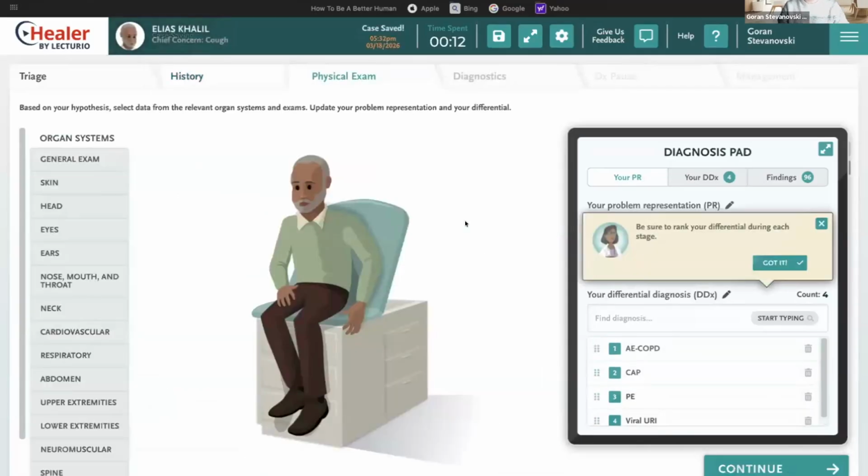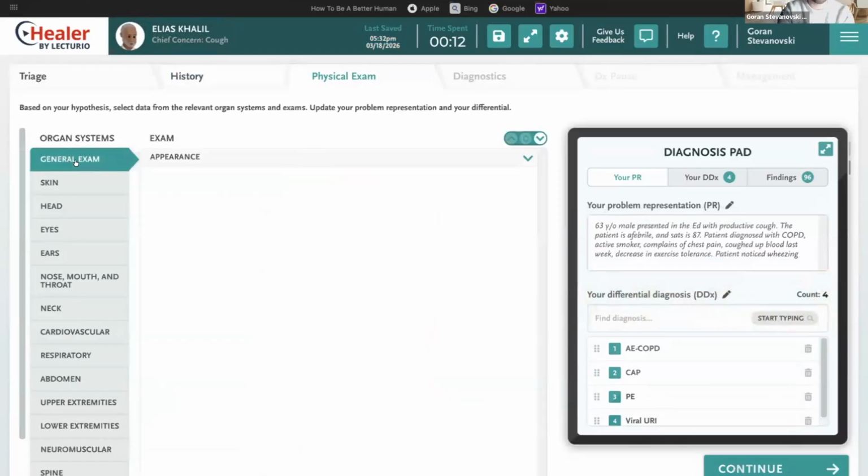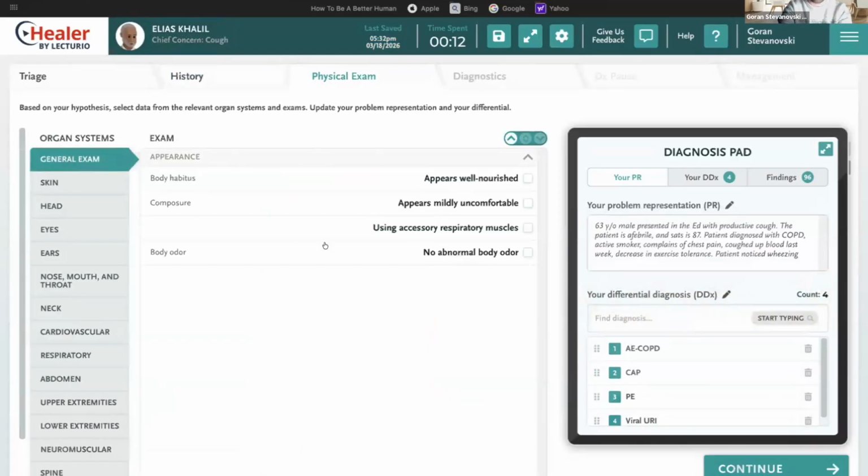So now when we continue, we enter into the physical exam, right? So we are at a point in our scenario where we can always go back to recheck if we forgot something. But at some point, when we do the differential diagnosis pause, we are unable to come back. But at this moment in time, we can. So we could go through the general exam, and this is what that looks like. And everything that shows up in red means that it's a positive finding.